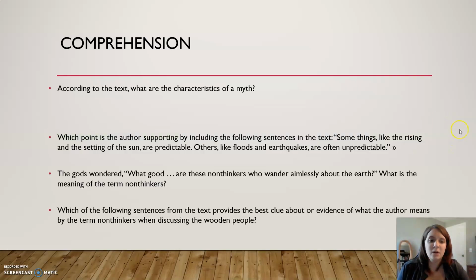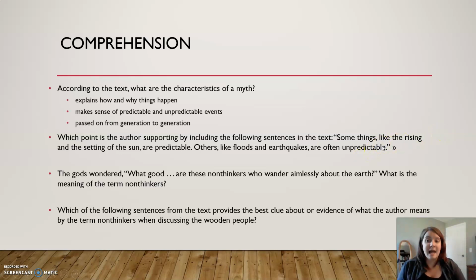Okay, so now we have some questions we're going to go through. According to the text, what are the characteristics of a myth? It explains how and why things happen. It makes sense of predictable and unpredictable events, and it's passed on from generation to generation. So these are what makes it a myth.